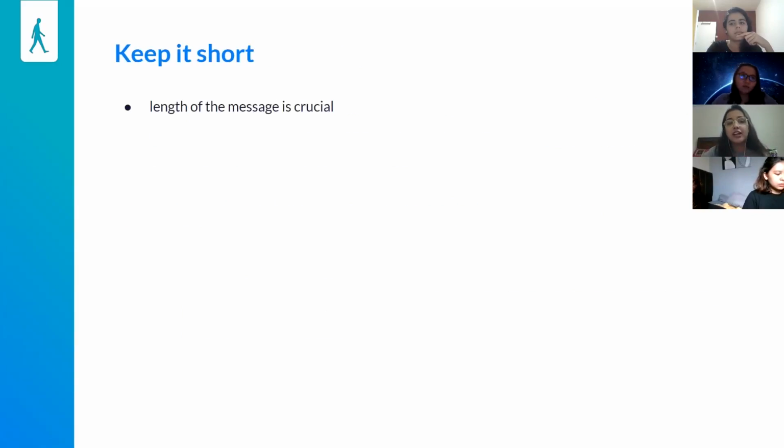Then keep it short. LinkedIn messages already have a limit to how much you can write. Make sure that your message is short, but also very captivating for them. A LinkedIn message is more like instant messaging. Don't write a whole email. Emails are a different thing. LinkedIn is a different thing.